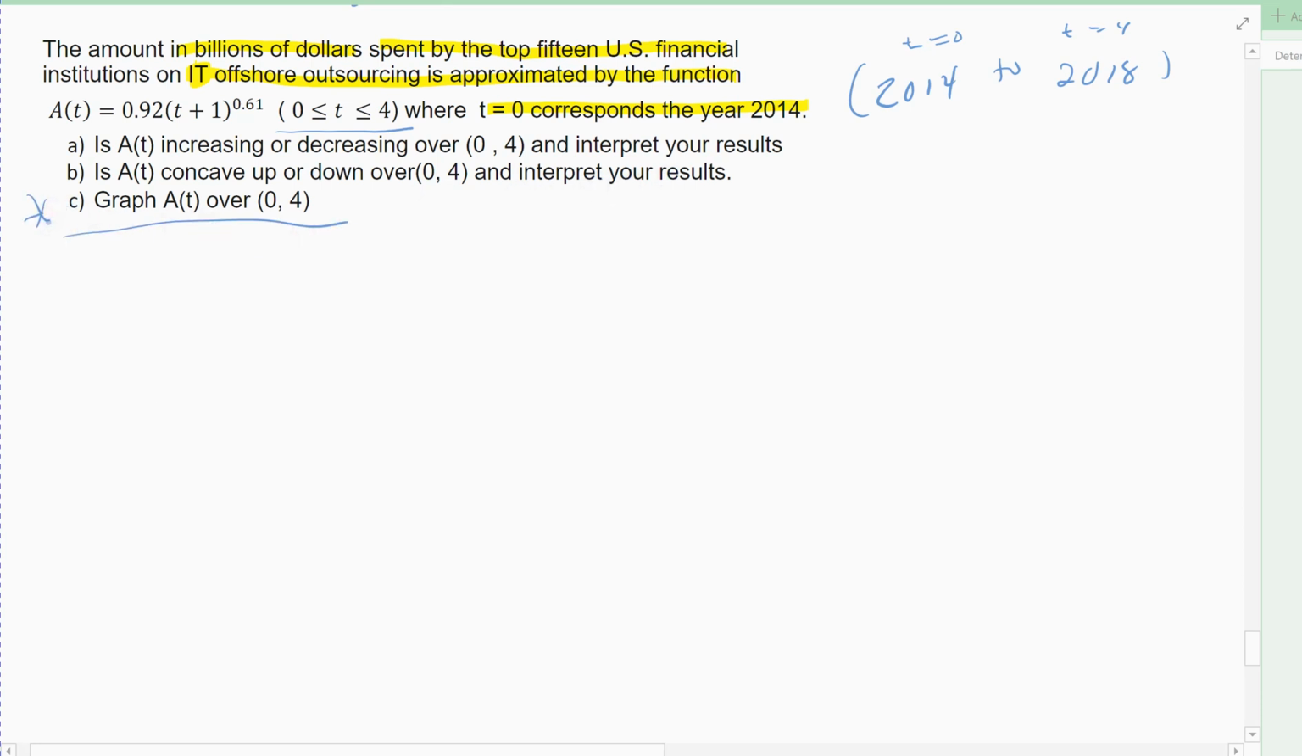I'm going to do this entire function graphically. I'm not going to find any derivatives because, based on the graph, I'll know information about the derivative. All right, so I'm going to carefully graph this. And again, we're only interested in the domain. So I'm going to pop up my graphing calculator.